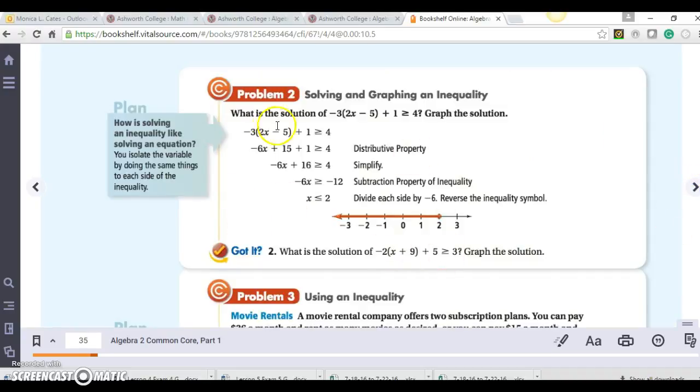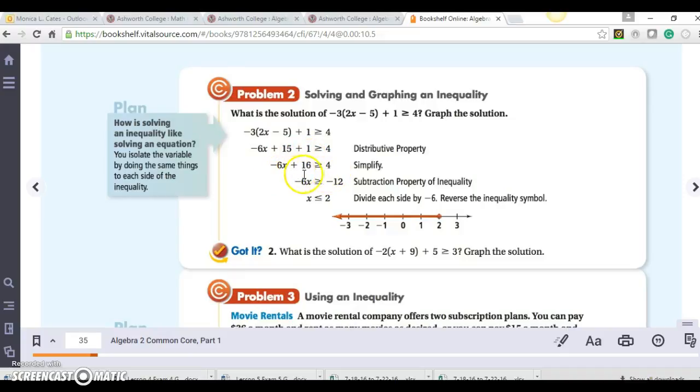So let's look at an example. What is the solution of negative 3 times (2x minus 5) plus 1 is greater than or equal to 4? Then they want us to graph the solution. I'm going to solve it just like I would a regular equation, but I have an inequality instead. The first thing I'm going to do is distribute, and I get negative 6x plus 15 plus 1 is greater than or equal to 4. Next, I'm going to add my like terms of 15 and 1, and I get negative 6x plus 16 is greater than or equal to 4.